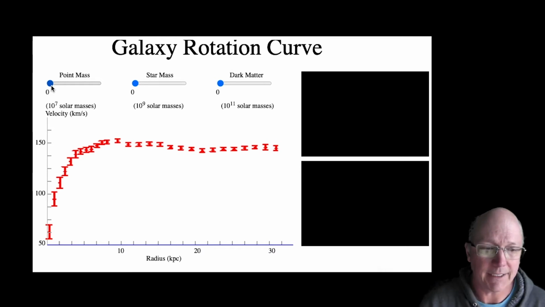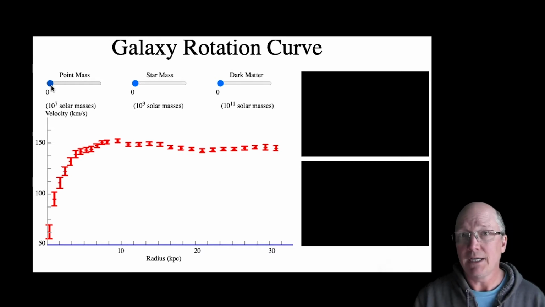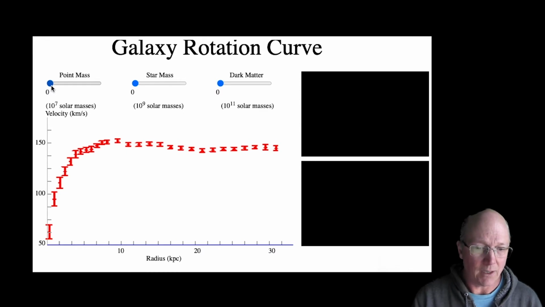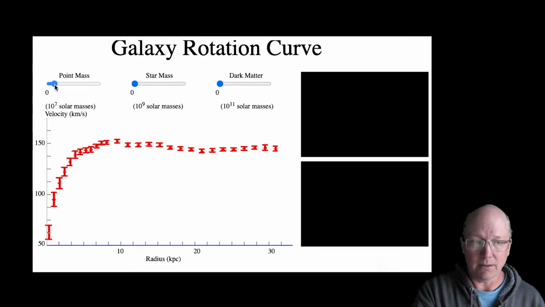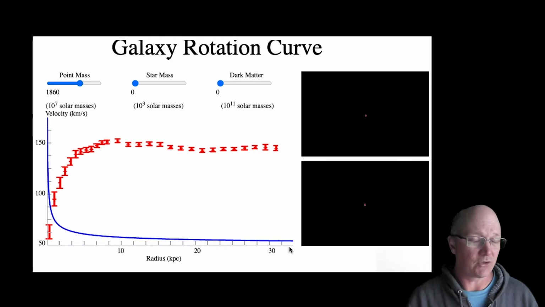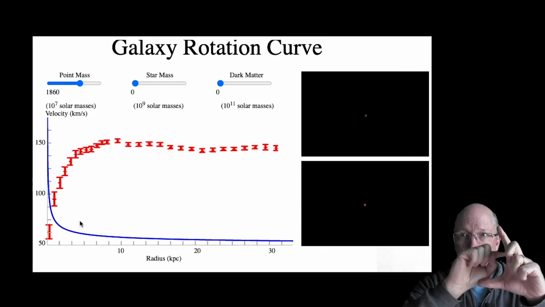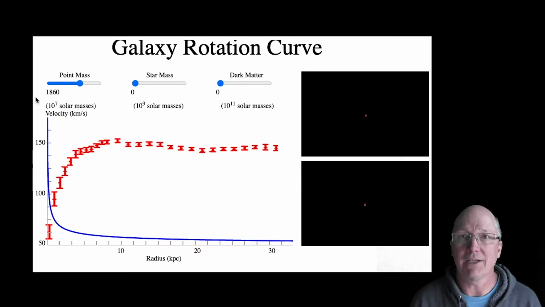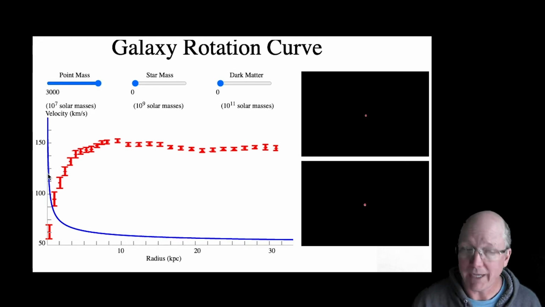So what you're looking at here is the way that we model the distribution of material in our galaxy. This is a graph of the velocity of the stars as we move away from the center of the galaxy. So imagine we're looking at our Milky Way and we're measuring from the center, we're measuring the velocity of the stars as we go away from the center. What do we expect, and what do we actually measure?